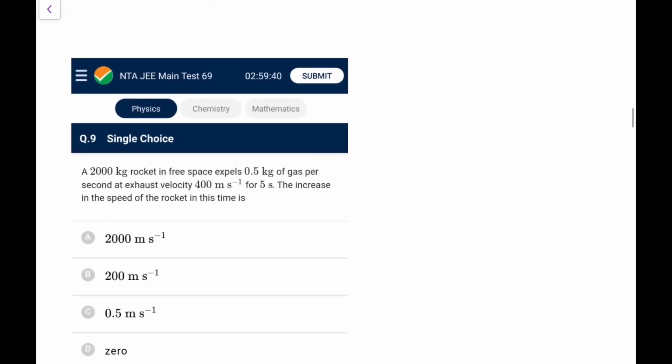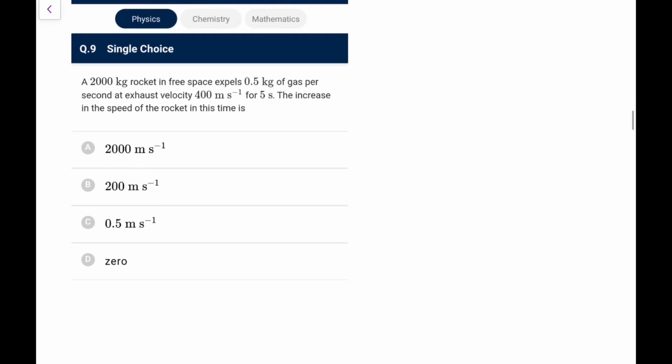Okay, next one. A 2000 kg rocket in free space expels half a kg of gas per second at exhaust velocity 400 m/s. The increase in the speed of the rocket in this time is... So first of all, we can directly say the thrust force is equal to dm by dt into v relative, with which it was ejecting the gas out. So the thrust force is fixed, that is 0.5 into 400, that is 200 Newton.